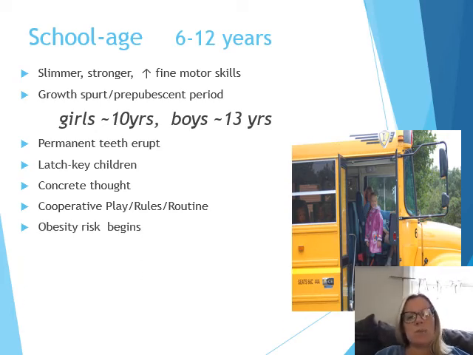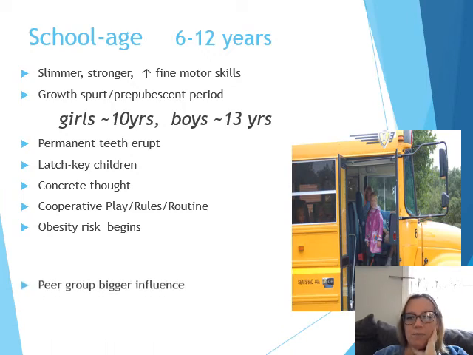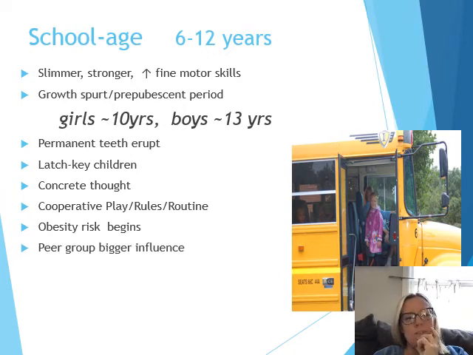The obesity risk begins. This can be because of environmental factors or cultural influences. We want to make sure that they're getting in that physical activity every single day. The peer group starts to become a bigger influence with them. Not as much as when they get into adolescence, which we'll talk about, but now it's turning from the all-important me, that egocentrism, to looking at their peers.